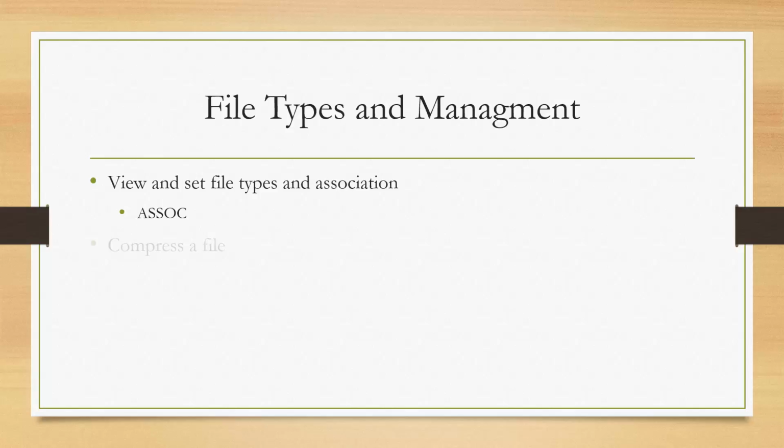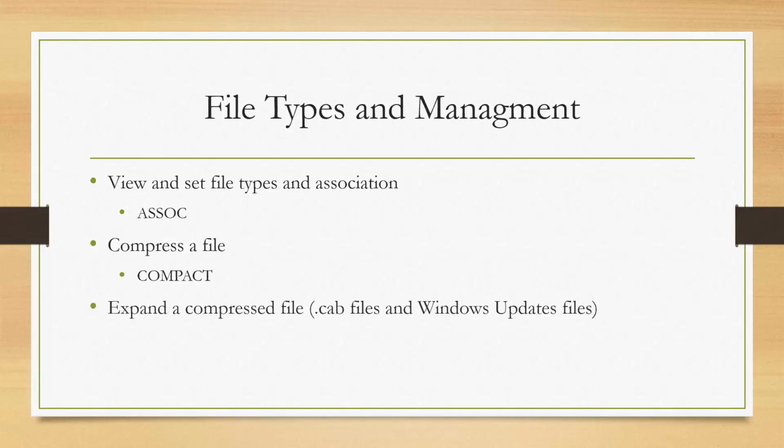We can compress a file or files to save storage space with the command compact. Depending on the types of file, the amount of space we can save varies greatly. The command expand can expand a compressed file, but that is mostly for .cab files and Windows Update files, not the files we compress with the compact command.